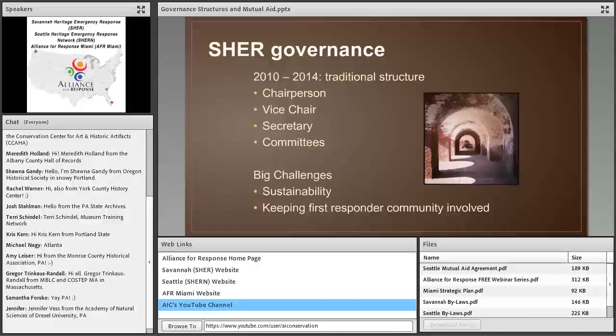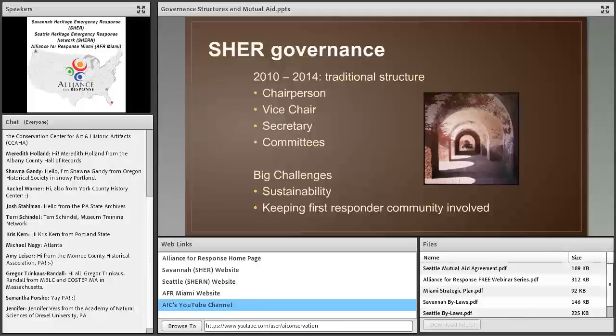Unfortunately, we saw over the years issues of sustainability, and I think this is a problem that everyone faces. How do you keep the momentum going? So after the Alliance for Response meeting in 2009, we had a huge buy-in, we had tons of people involved, and it just sort of slowly, enthusiasm just kind of dribbled away from there. So that was a big challenge. And also keeping the first responder community involved was a big challenge as well. SEMA, our county emergency managers, did remain involved, but we've had a lot of turnover in that city position. And just keeping police and fire involved has also been a real challenge.